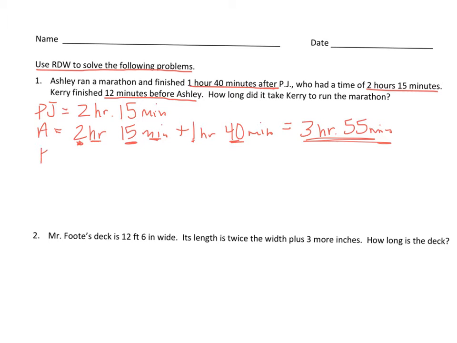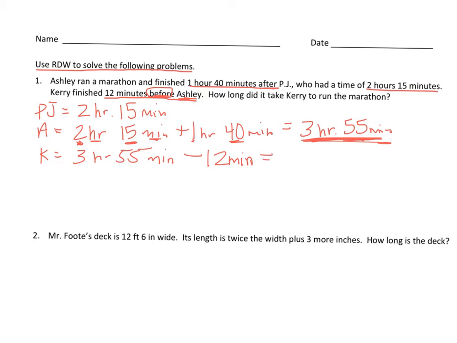Now it says Carrie finished 12 minutes before Ashley. So I have to decide if I'm going to add 12 minutes or subtract 12 minutes from Ashley's time of 3 hours and 55 minutes. And if it says she finished before her, in a race like this, a marathon, you want a smaller time, a shorter time, a quicker time. So if she finished before Ashley, her time would be less than Ashley's time. So I'm actually going to take the 3 hours and 55 minutes and subtract 12 minutes.